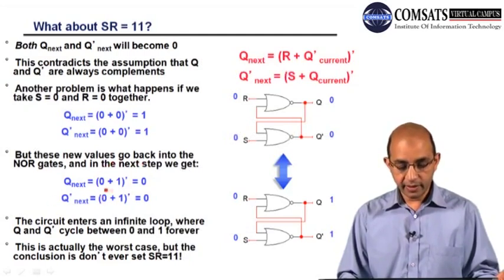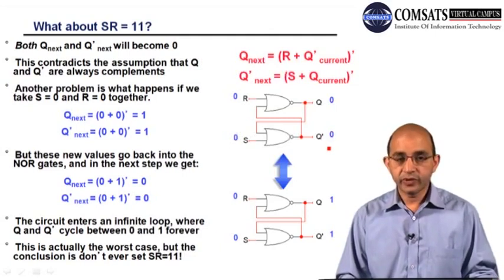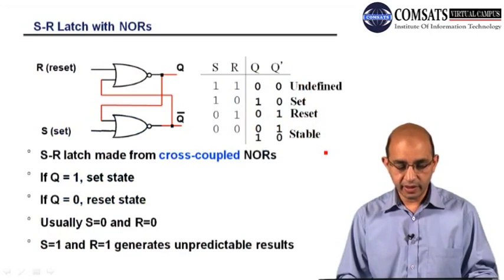And in another case, you can see that we have 0, 0. That is also not possible because Q and Q bar are complements. They should be 1, 0 or 0, 1. So this is not possible. We have named this situation the race condition, or invalid.